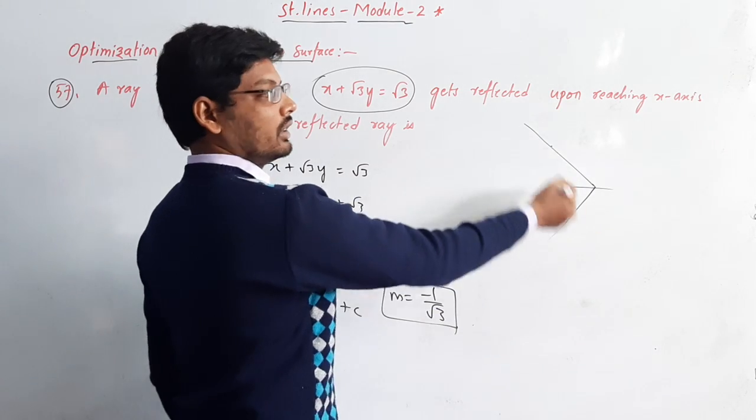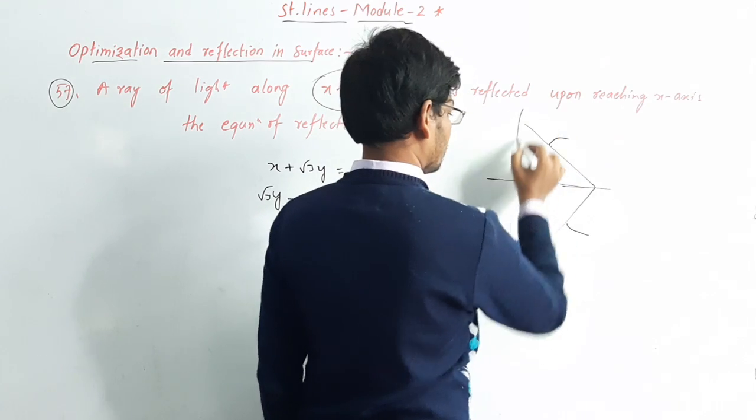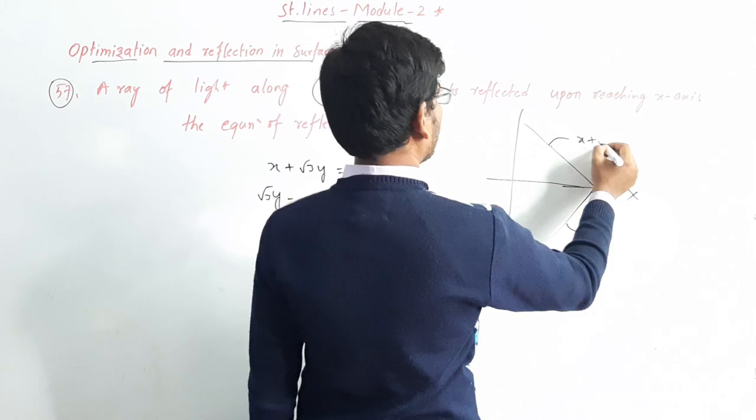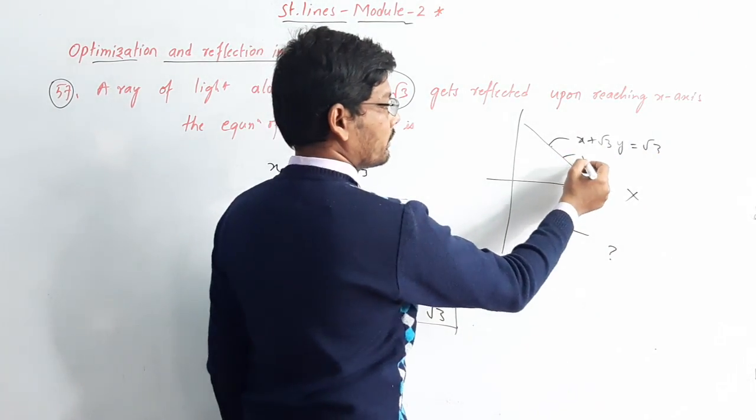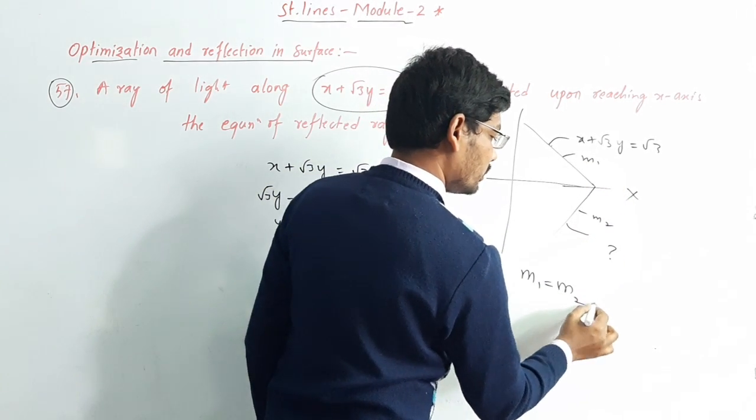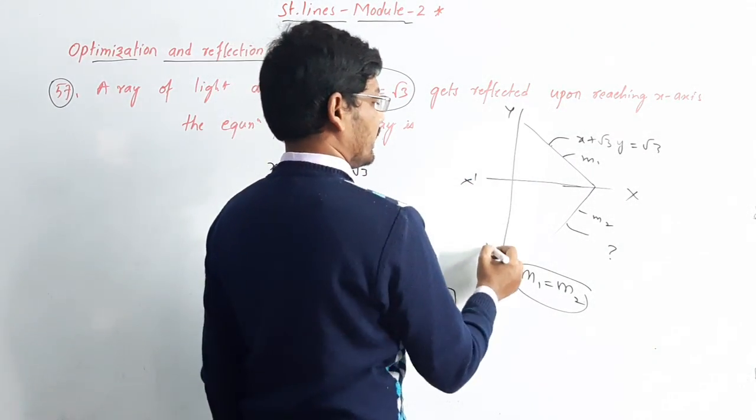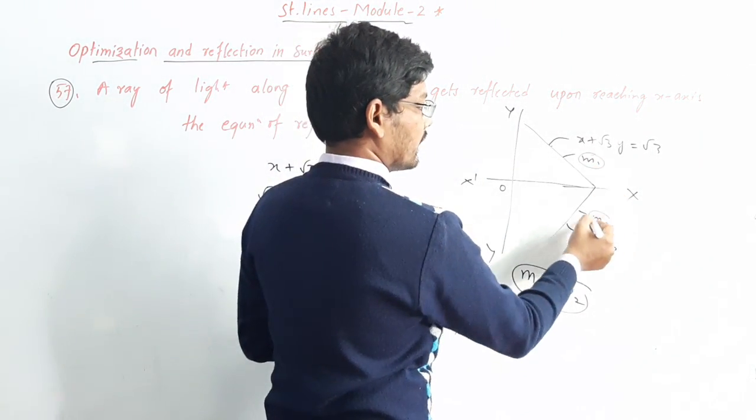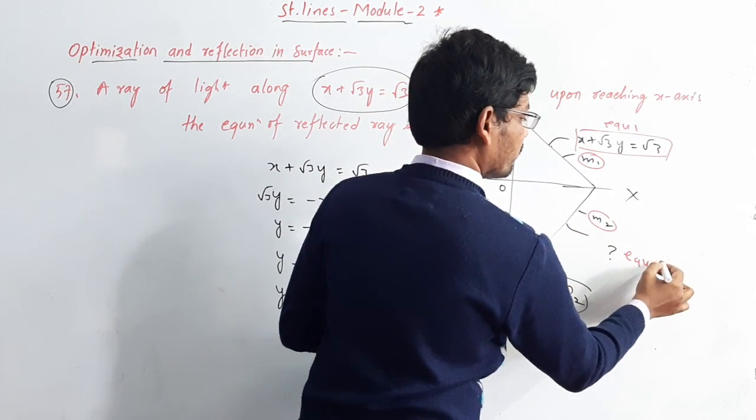This is the x-axis, and this is the line x plus root 3y is equal to root 3, and we have to find the equation of the reflected straight line. The slopes m1 and m2 of the incident and reflected rays are equal in magnitude. This is the origin here. This is a straight line equation, and we have to find this equation.